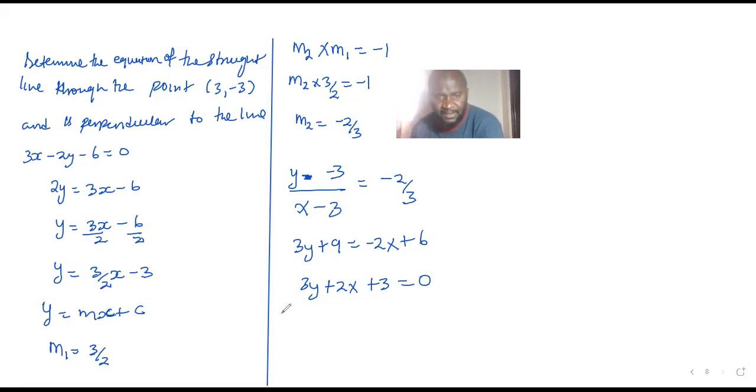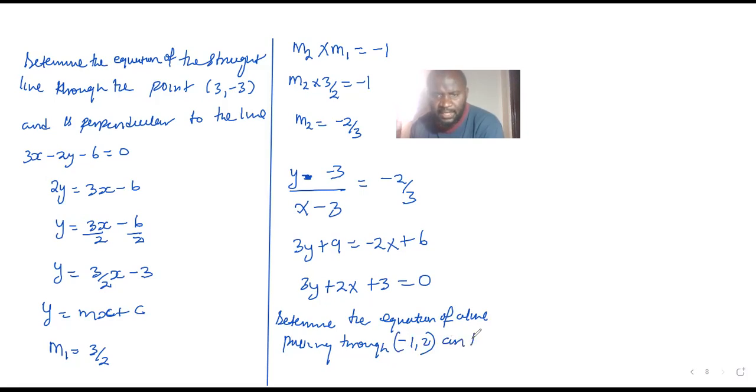Another one: determine the equation of a line passing through -1, 2, and is parallel to the line x - y + 2.